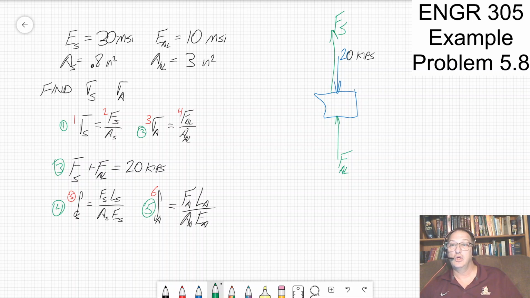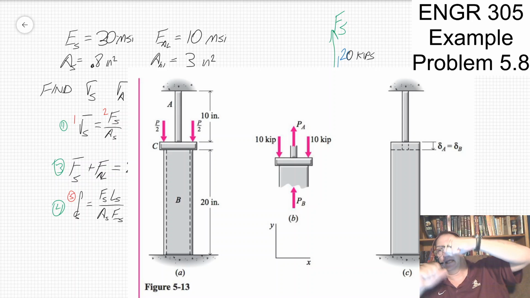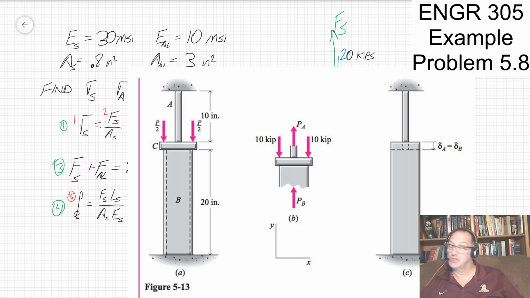And the thing that we knew was related to the deflection. We knew something that tied the deflections together. And in the last problem, we knew that the deflections were the same. In this problem, if we look back at the figure, when A deflects, that's how much B deflects. A gets longer and B gets shorter. And so we do know how this works.